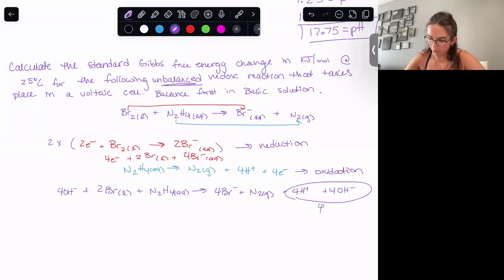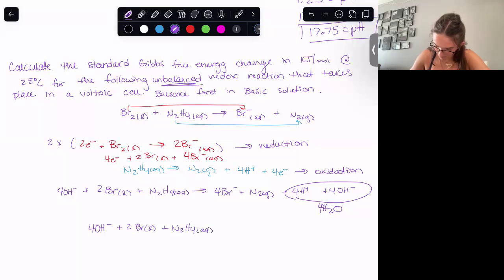These will form 4 water molecules since they're on the same side together, and then your 4 OH minus will hang out. So our overall reaction is 4 OH minus plus 2 bromine plus N2H4 goes to 4 Br minus, N2 gas, and 4 H2O.